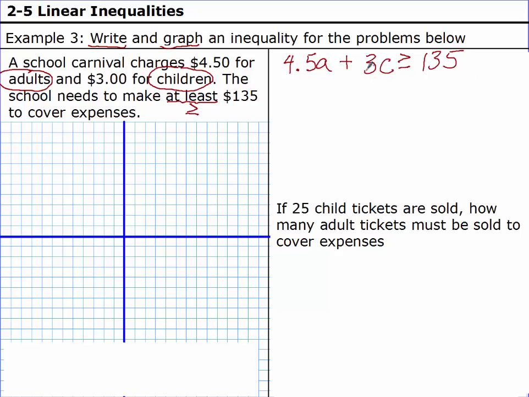Now, you get to pick, you still have to solve it for y to be able to graph, but we get to pick what do we want our y to be. I'm going to pick C just because it's in the spot that y usually is. You can easily pick A and it will work out. Your graph would just look a little different than mine.